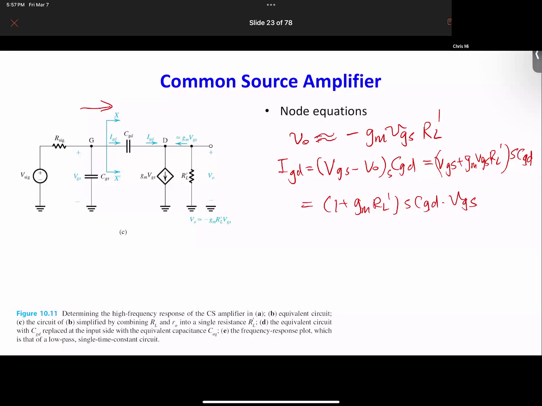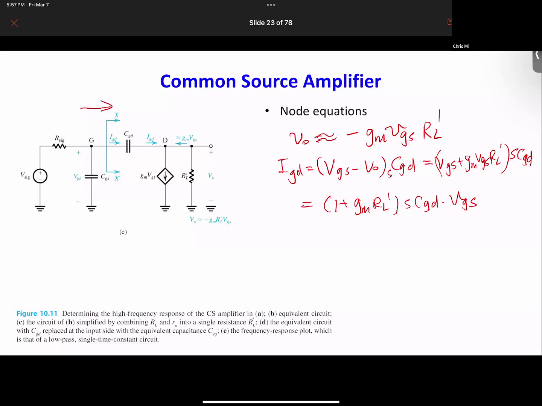Now you might ask, okay, you say you can neglect IGD. Why are you calculating IGD? What are we doing, right? Well, IGD is small in comparison to the load current. So on the output side, yes, we can neglect it. But on the input side, the gate current is very small. You cannot neglect it. That's why we're calculating it. We're adding it back to the gate current. You see what I mean?